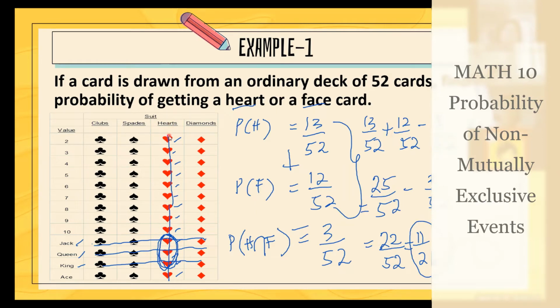So, yung hearts, ilan yun? 13. Plus, ilan yung jack? 4. Ilan yung queen? 4. 4 times 3, 12. 13 plus 12, ayun din, 25 yun. And then, i-minus nyo yung tatlong naka-circle, yung common to both. So, 25 minus 3, kaya 22 over 52. Since we need to reduce to lowest term, so 11 over 26.